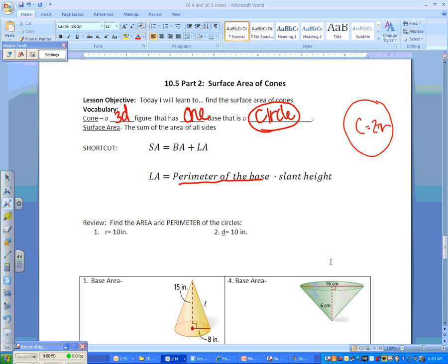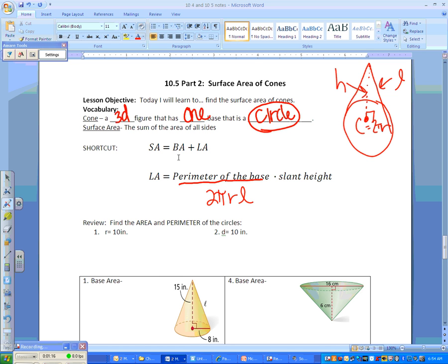And slant height, remember, the slant height is not the height of the whole thing. Here's my lovely cone. This is the slant height. This would be the height of the whole cone. If it was perpendicular to the base, that would be considered the height. But we're talking about the slant height. Okay, so the lateral area is 2 pi r L.